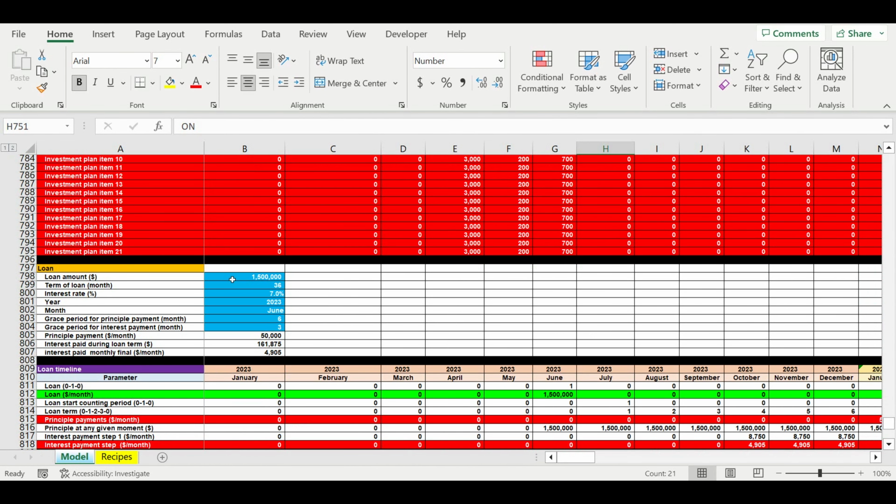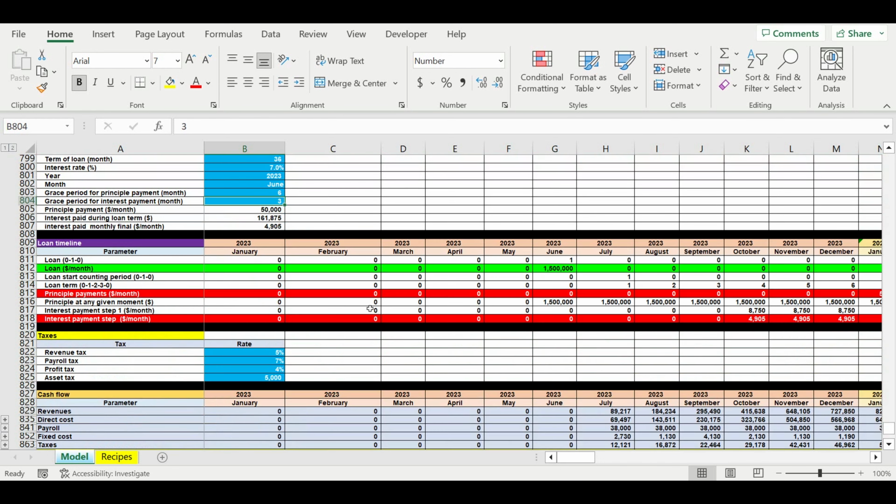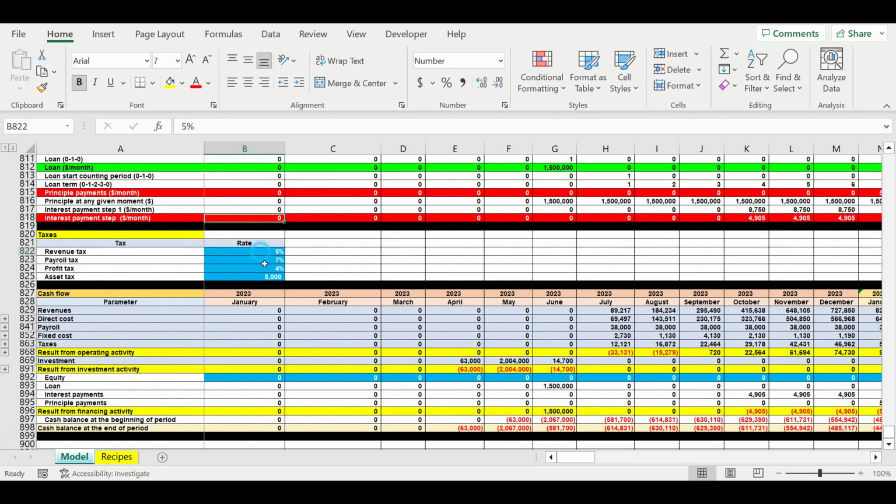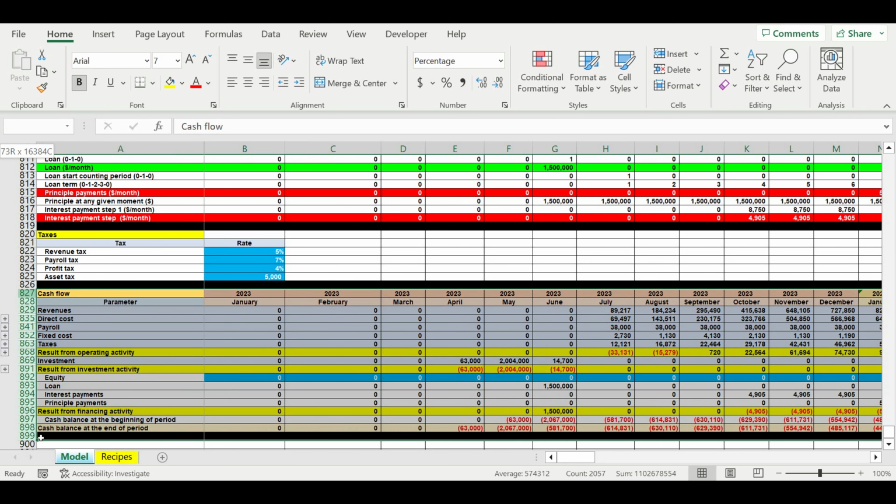Then we are adding a loan. So here we can specify the amount of loan, term of loan, interest rate, year, month when we get it, grace period for principal payments, grace period in months for interest payments. Here we can specify the rates for the taxes, and here we can see the cash flow statement.